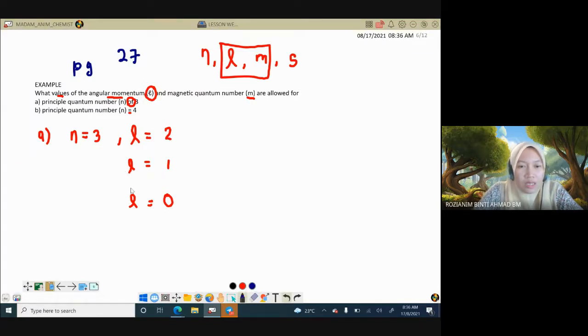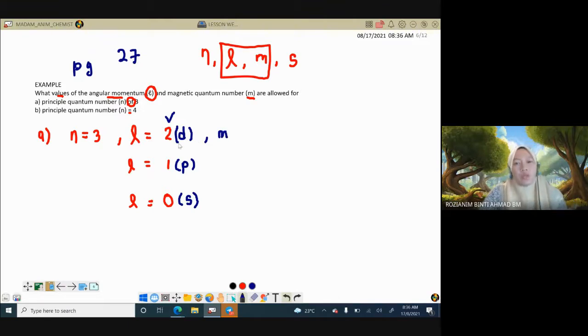Sebab fungsi L adalah bentuk orbital. If 2, bentuk dia adalah D. Okay. If 1, the shape is P, dumbbell. If 0, the shape is S, spherical. So, soalan ni nak minta value je. So, jawapan dia color warna merah. Okay, and then lepas L baru jumpa huruf M.